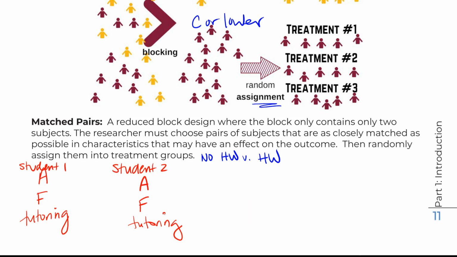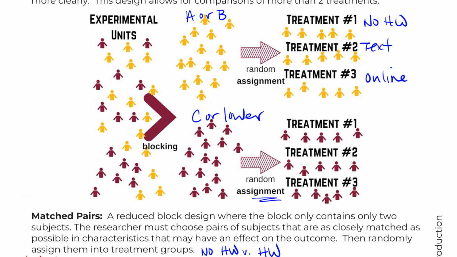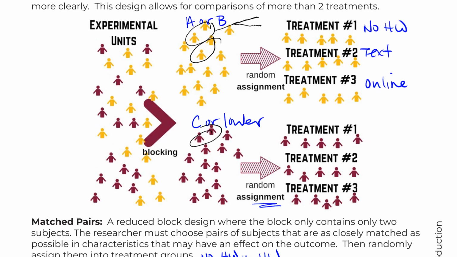It's actually a subset of our block design, in that each block, if you think about this blocking here, each block just has 2 people in it. 2 people who are as similar as possible, and then we do our random assignment from each one. So that's the idea of a matched pair design.